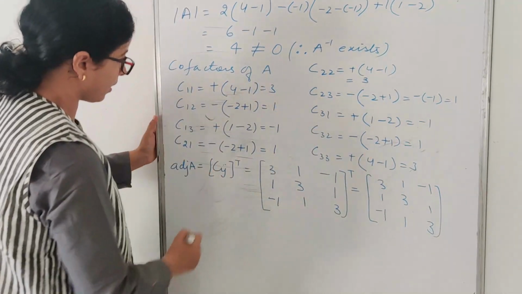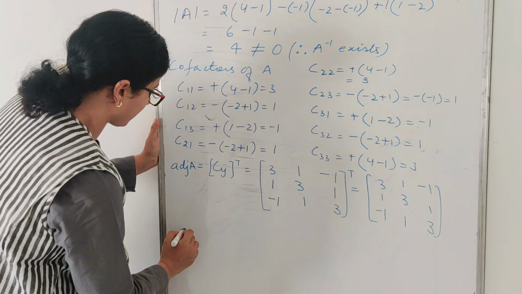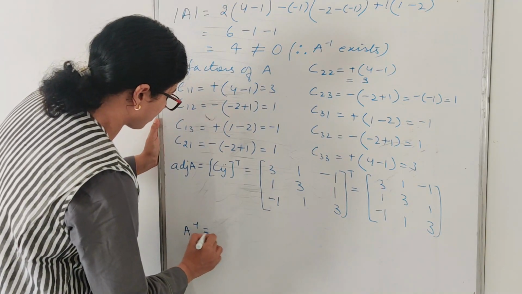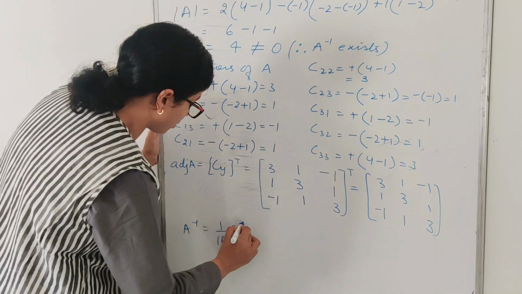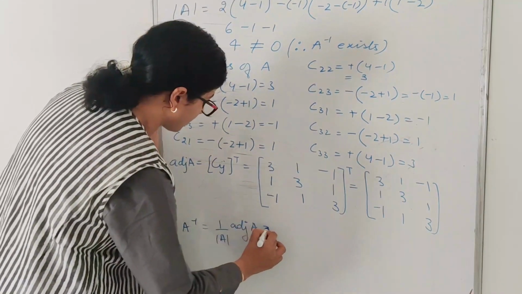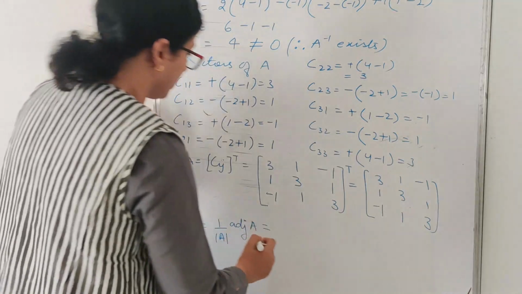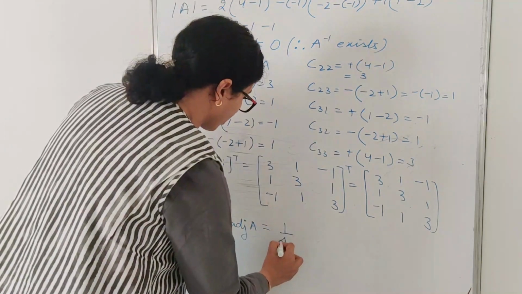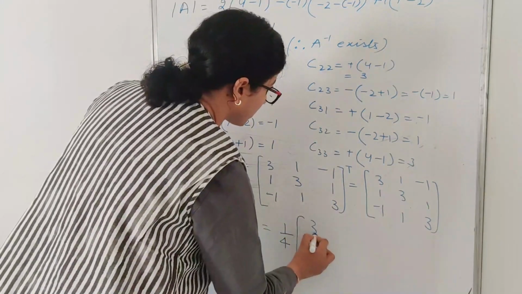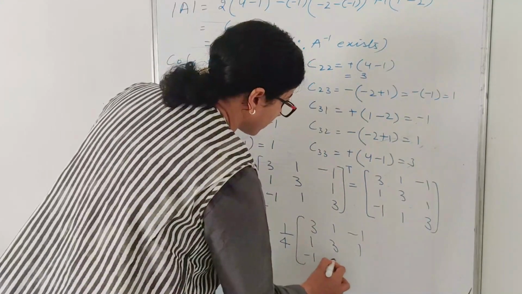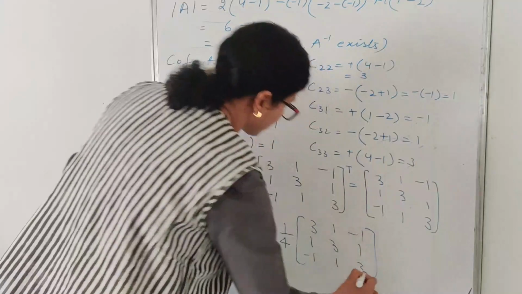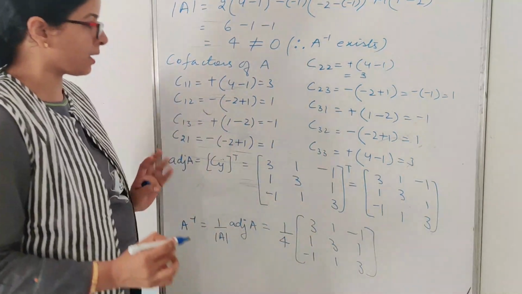Now my A inverse is equal to 1 upon determinant of A times adjoint of A. So what was my determinant? 4. So it means 1 by 4, times 3, 1, minus 1, 1, 3, 1, minus 1, 1, 3. So this is my required A inverse.